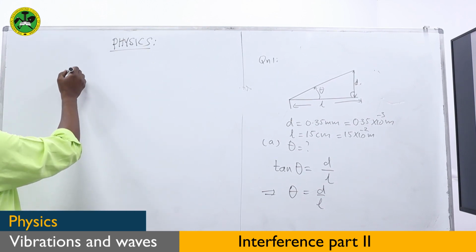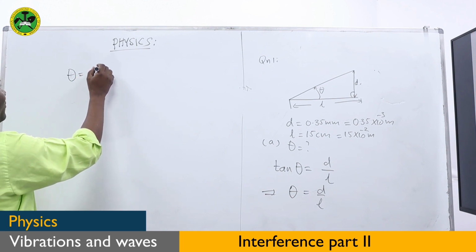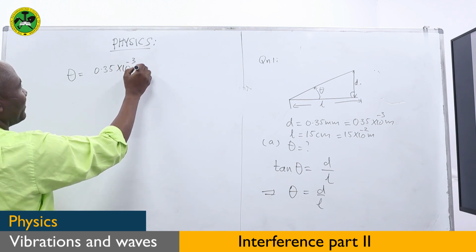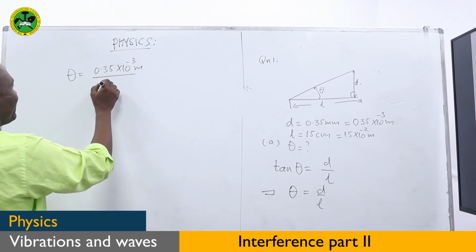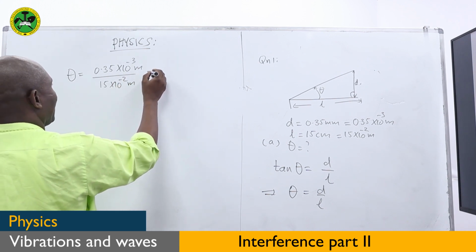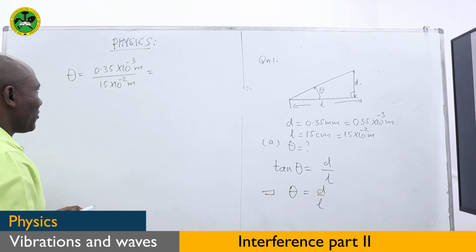From there you can find, because we have the values there, our D is given as 0.35 times 10 negative 3 meters divided by 15 times 10 negative 2 meters. And you can see the values will cancel out. You have the angle, which is in radians.